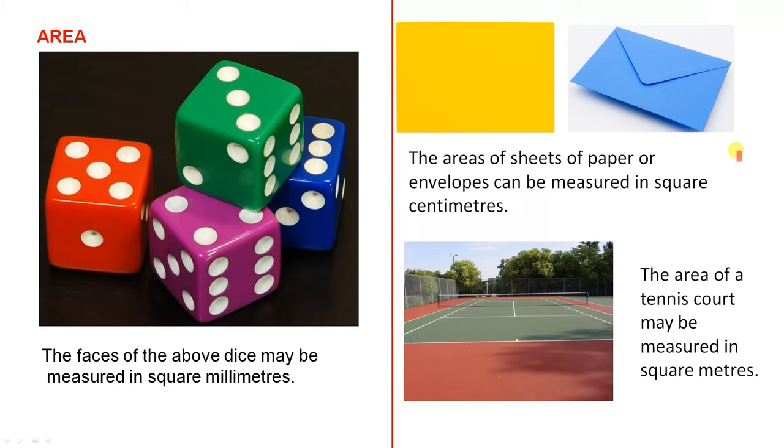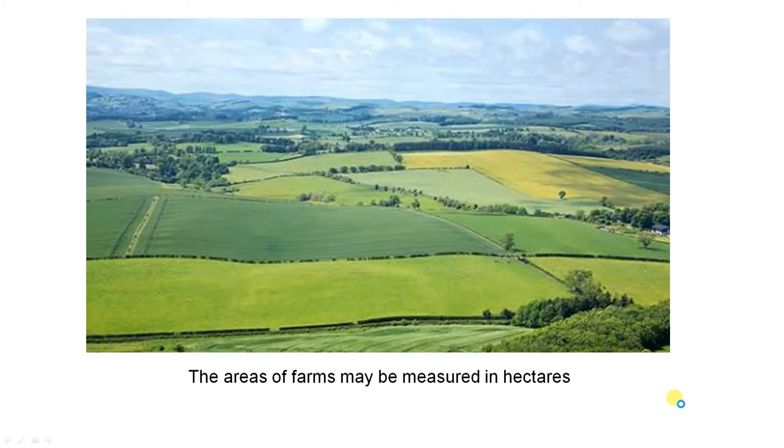The areas of sheets of paper or envelopes can be measured in square centimetres. The area of a tennis court may be measured in square metres. So depending on the unit or the thing that you're measuring, that will determine what units you use, because we have to use the most suitable units. The areas of farms may be measured in hectares.